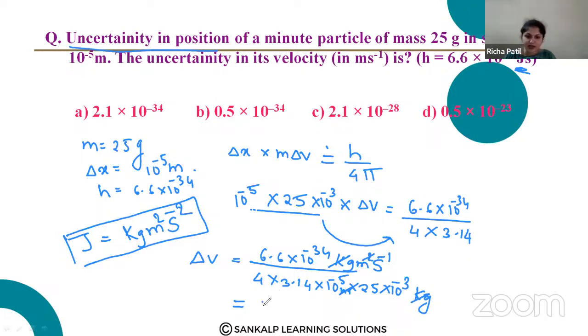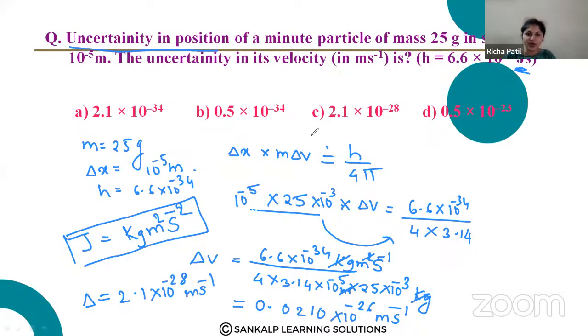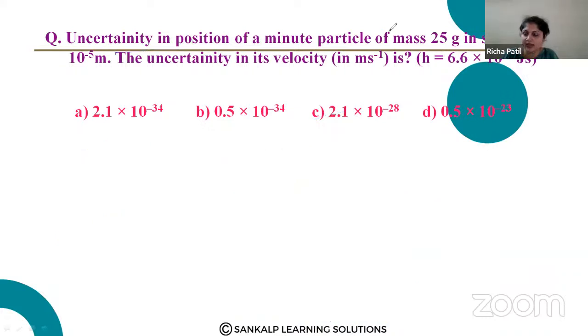So after solving, it comes to 0.0210 into 10 raised to minus 26 meter per second. When you shift the decimal, it will be 2.1 into 10 raised to minus 28 meter per second. So this will be your answer, C. This is the correct answer. Like this, you're going to solve the uncertainty problem.